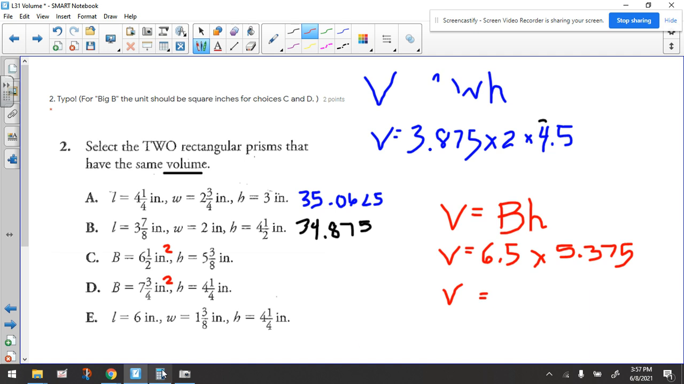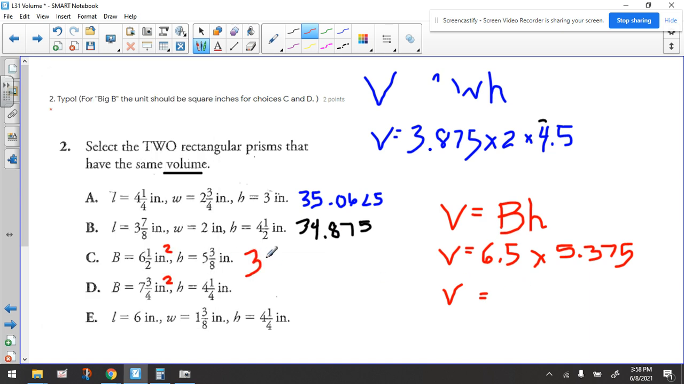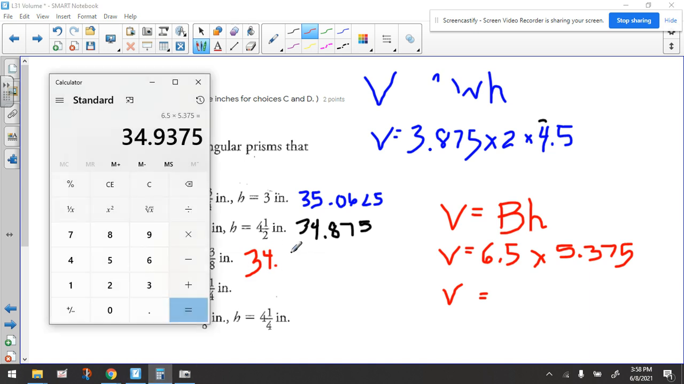Volume equals, and see, that's not the same thing. It's awfully close, but it's not the same thing as this. But let's write it down. We got 34.89375.